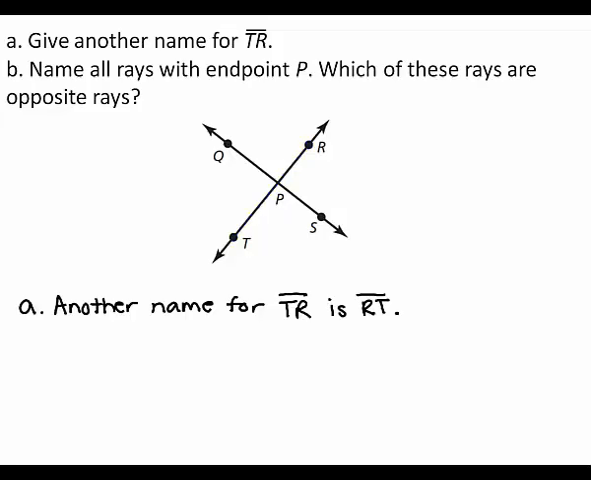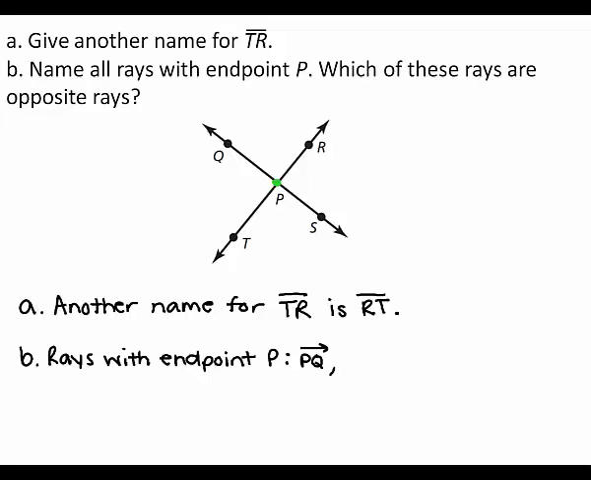In Part B, to name a ray, you can list the endpoint followed by another point that lies on the ray. In this problem, to name all rays with endpoint P, first locate point P on the diagram. Now, one ray on this diagram consists of endpoint P and all points on line PQ that lie on the same side of P as Q. So, you can name this ray, ray PQ.